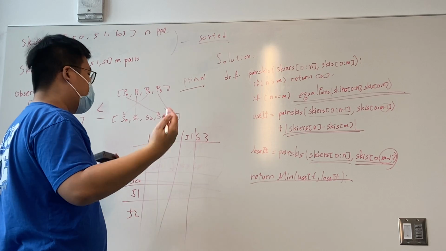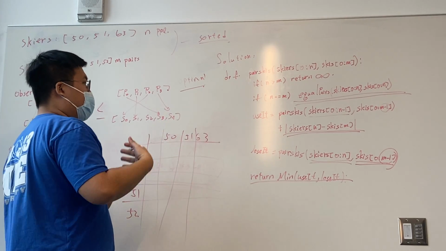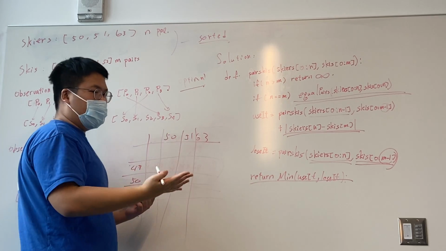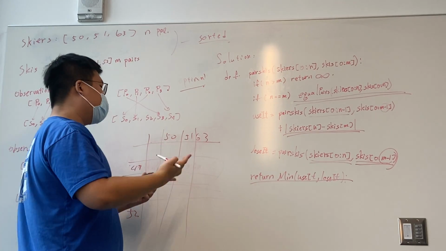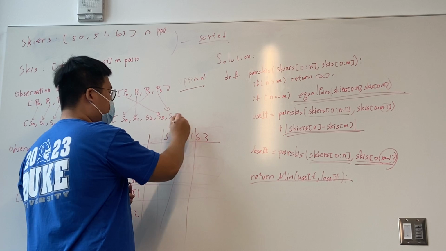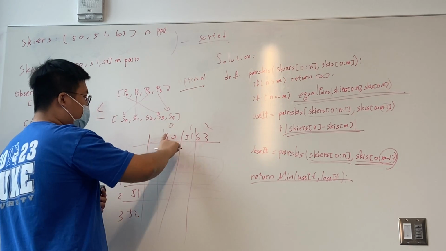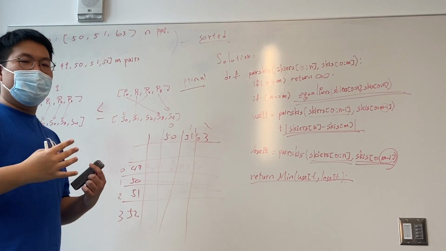Let's fill out the base case first. This is actually not how a DP table looks. The real DP table looks like this: 0, 1, 2, and 0, 1, 2, 3. But I put the heights here to make the idea clearer.